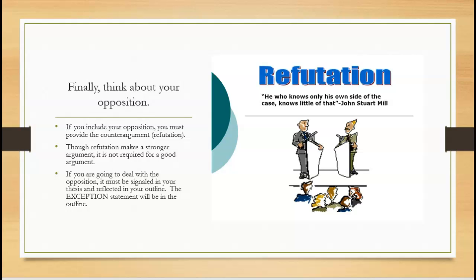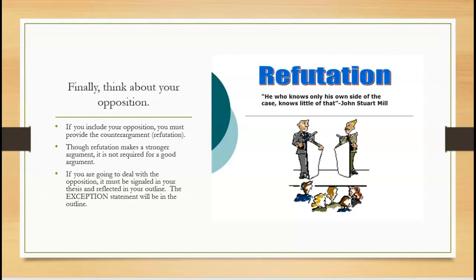Don't include your opposition if you cannot provide a counter argument. And this means that you need to understand the concept of the Pied pattern. Although refutation makes a stronger argument, it's not required for a good one. In other words, if you can make your case and refute your opponent, you have your strongest argument. But it is not weak if you don't give your opponent's argument and cannot tell me what's wrong with it, or you waffle, or you bounce back and forth, or you don't even really understand what your opponent is saying.